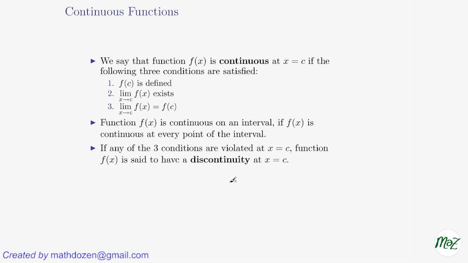We usually say that function f of x is continuous on an interval if the function is continuous at every point of the interval, and if any of the three conditions above are violated at a point, we say that the function is not continuous there, or more precisely, the function has a discontinuity at x equals c.